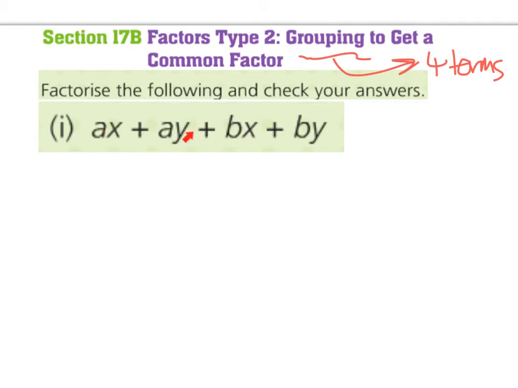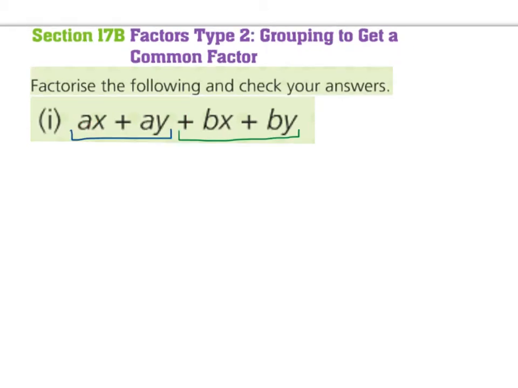So AX plus AY, I'm going to factorize those 2 terms first. I've put a blue rectangular bracket underneath AX plus AY to show that I'm factorizing those 2. And I've done the same with BX and BY with a green rectangular bracket to show that I'm going to factorize those 2. So AX plus AY, A is going to be my highest common factor. So I write down A, and then I have an empty set of brackets.